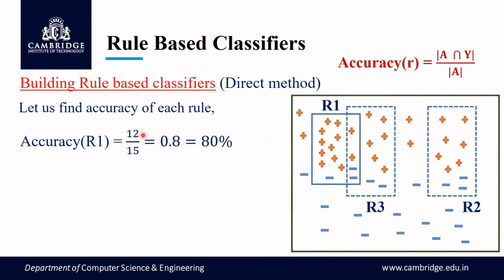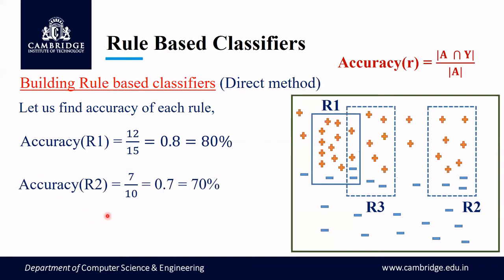Similarly, now consider R2. R2 is telling that it covers 7 positive examples and 3 negative examples, which means the number of records that match both the antecedent as well as the class label will be 7, and the number of records covered by the antecedent part will be 7 plus 3, that is 10. So accuracy will be what? Accuracy will be equal to 7 by 10, which is nothing but 70%.